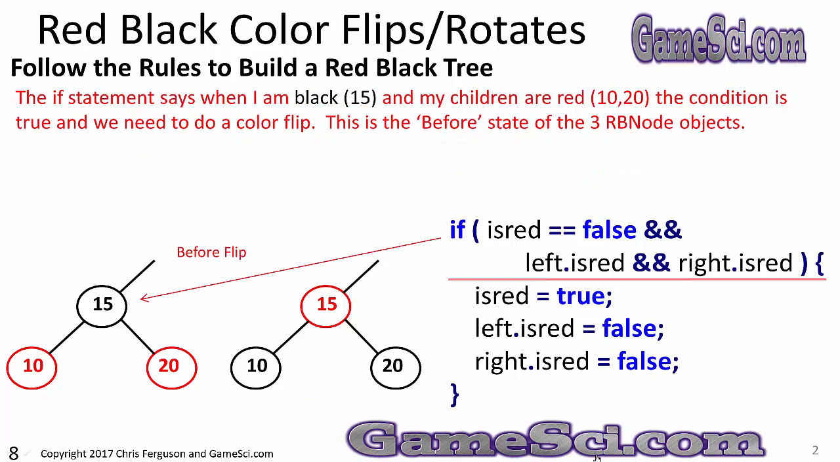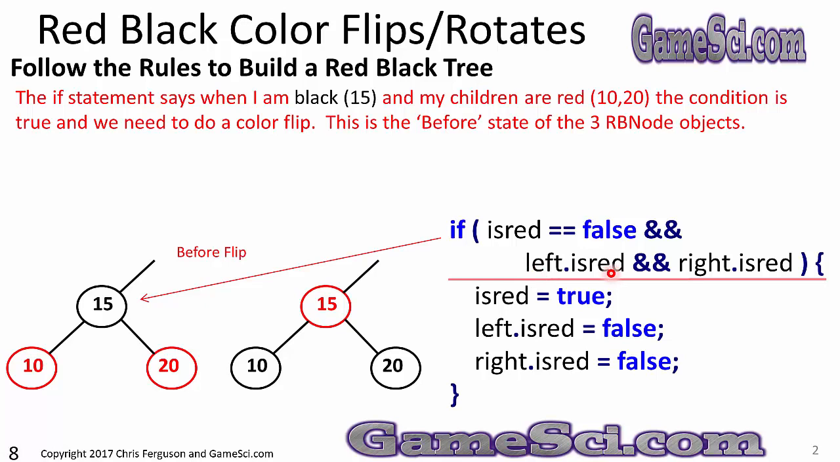Let's look at the code that does this color flip. The if statement says when I'm black, that's 15, checking this, and my children are red, 10 and 20, the condition is true and we need to do a color flip. This is the before state of the 3 RB nodes. isRed is false. isRed is false is very much true for this statement. And my left child is red. Well, that is also true. The left child of 15 is red. And my right child is red. That is also true. The right child of 15 is red. All three of these statements have to be true.